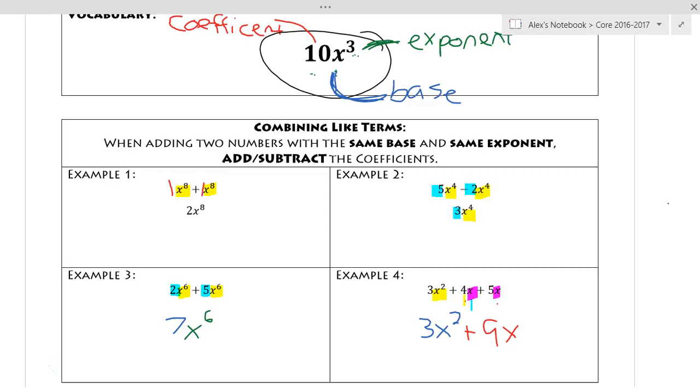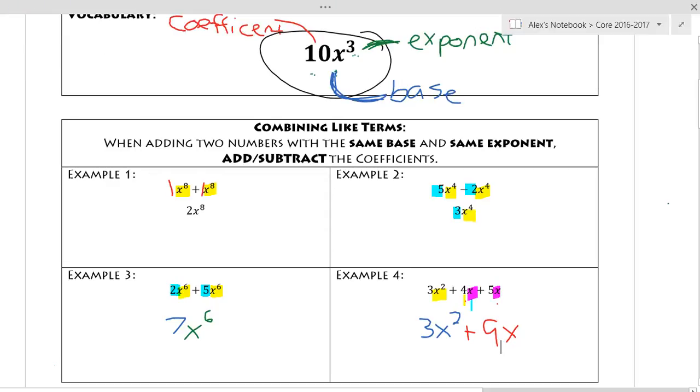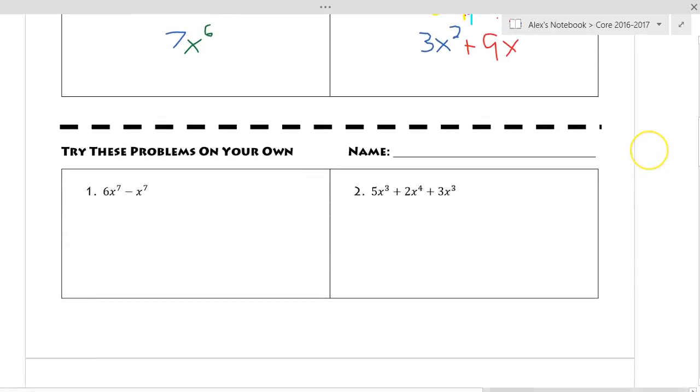So that is adding and combining, or combining like terms, adding and subtracting. Go ahead and pause the video and try these problems on your own. Once you've worked on those problems, go ahead and start the video back up. We will be going over these 2 problems in class tomorrow.